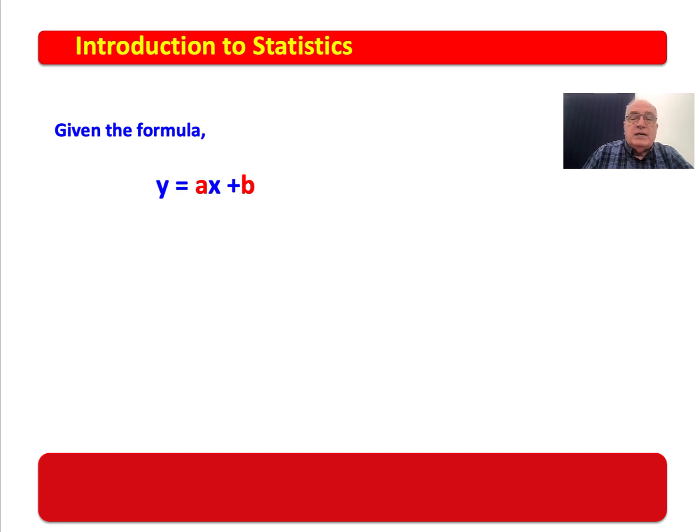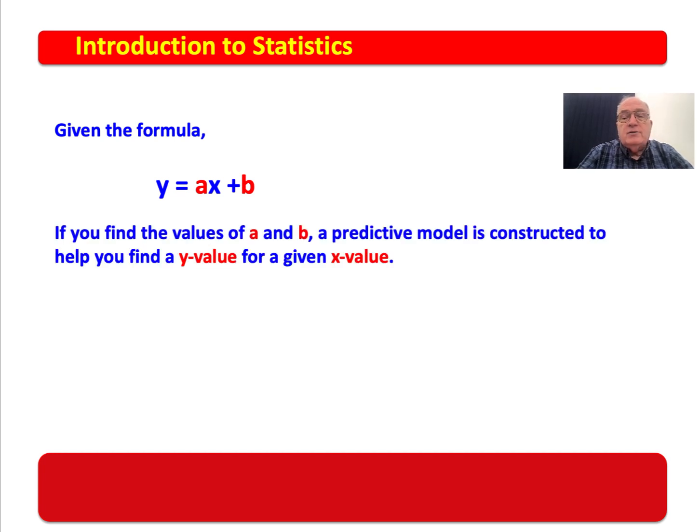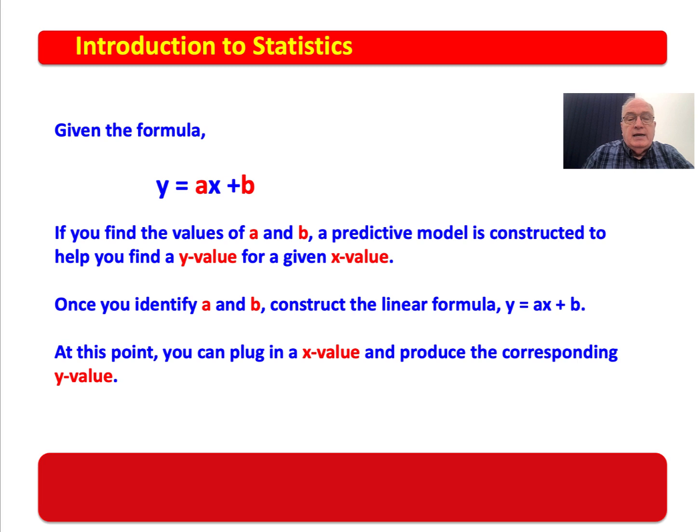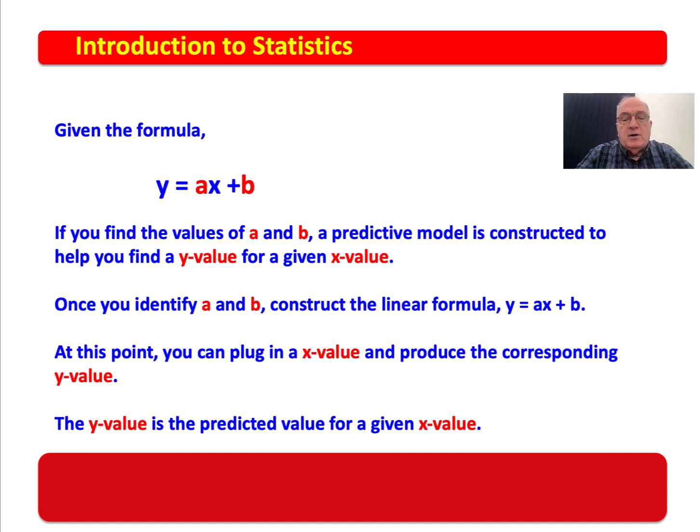Given the formula y equals ax plus b, if you find the values of a and b, a predictive model is constructed to help you find a y value for a given x value. In other words, you can plug an x into the formula, and it will predict a y. And that's pretty powerful. The y value is the predicted value for a given x value. Now, the value that you plug in for x is called the independent variable. The value that you get for y is called the dependent variable, because the value of y depends on the value of x that you plug into the formula.